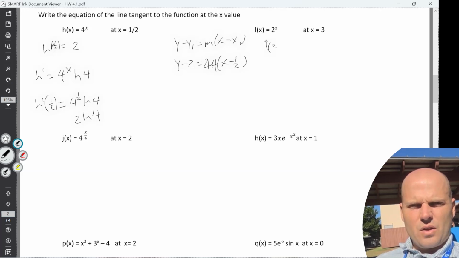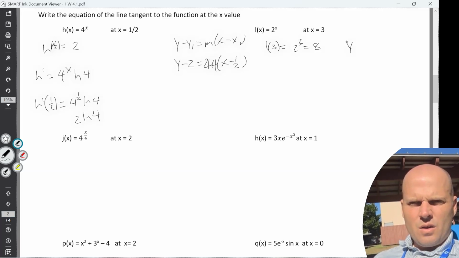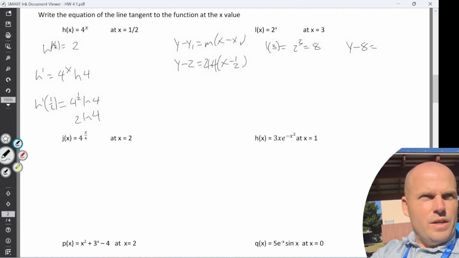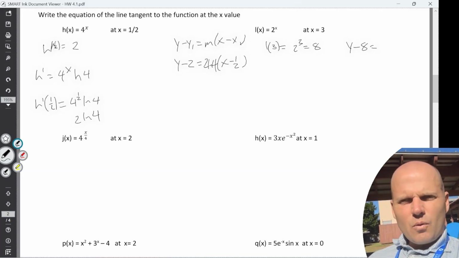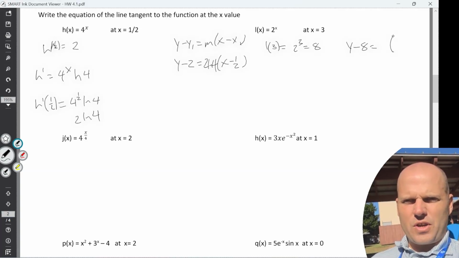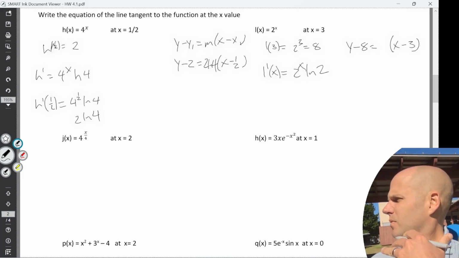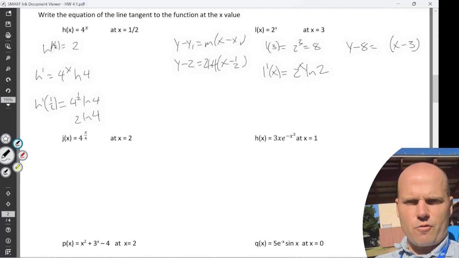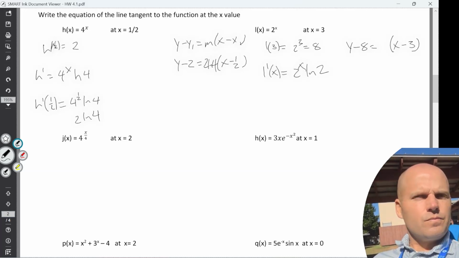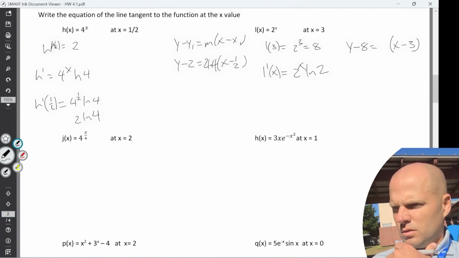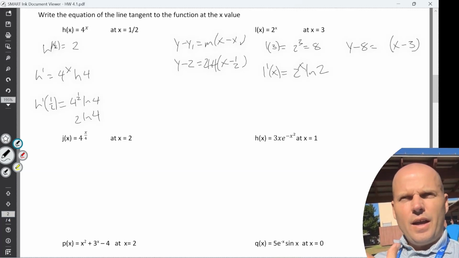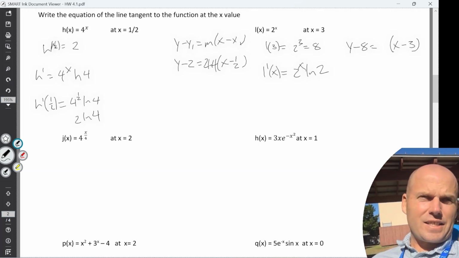Plug in 3 to get a y. Y minus 8 equals the slope times x minus 3. Let's find the slope. Well, the slopes of 2 to the x is 2 to the x times the natural log of 2. Remember, numbers to a power just have a different rule. We're not using the power rule. It's its own rule.